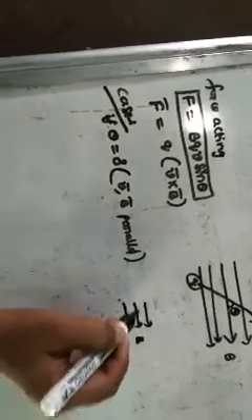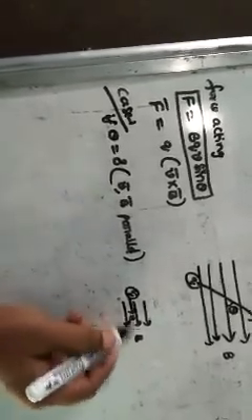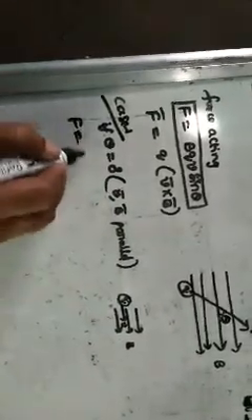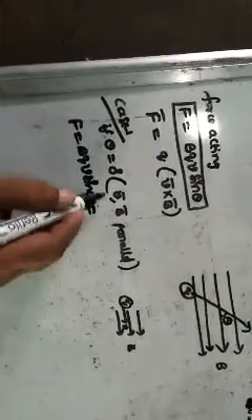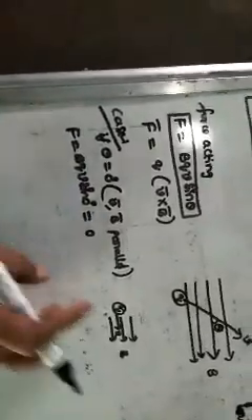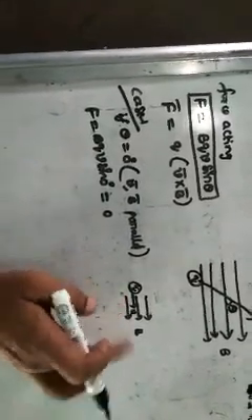This is the magnetic field. The charged particle is also moving in the same direction, so angle theta becomes 0. Then force F equals BQV sin 0 degree, theta equal to 0, so the force becomes 0.